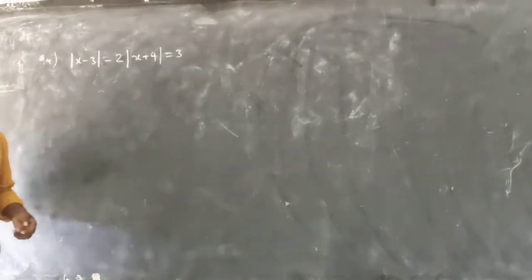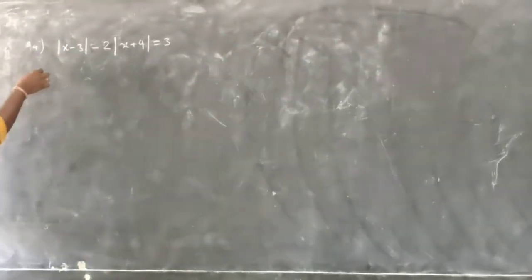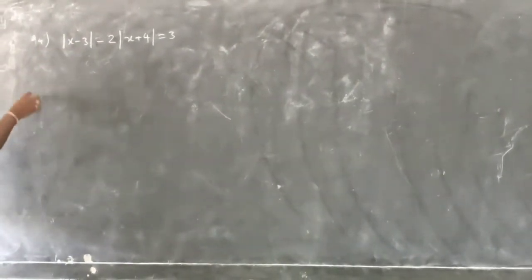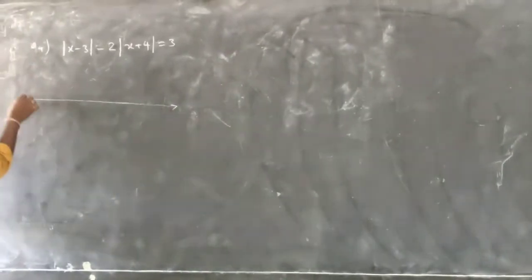Solve this question: x mod (x - 3) - 2 mod (x + 4) is equal to 3. What is the value of x? Now, what we do here is, let us take the zeros on the number line.